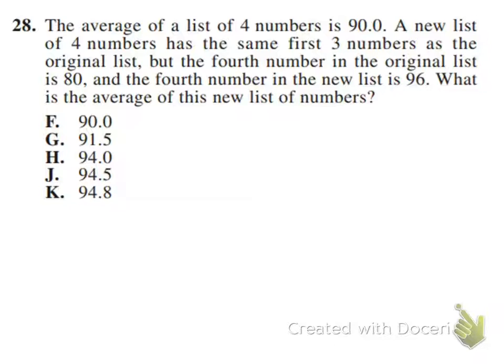What is the average of the new list of numbers? Okay, this looks kind of confusing. How do you average things? You add them all together and then divide, in this case, by 4.